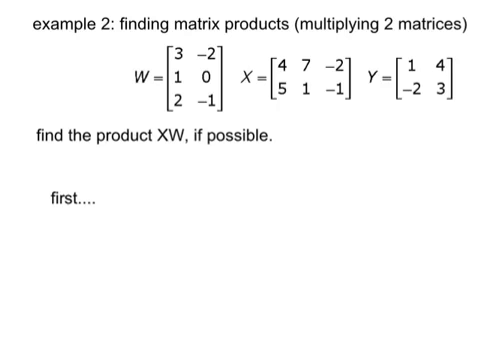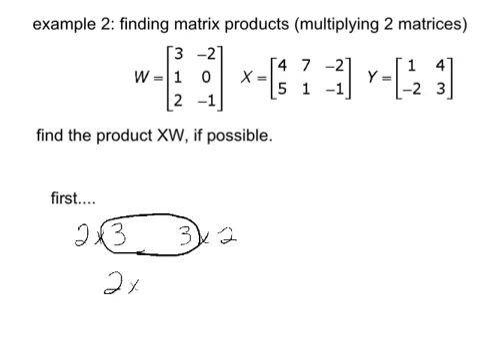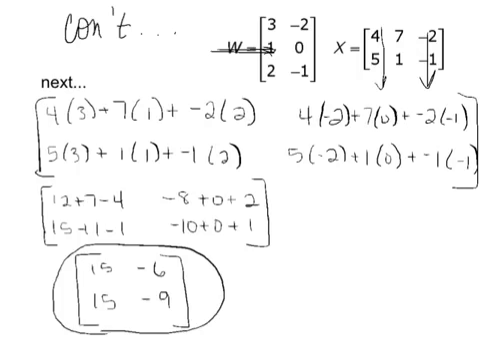Okay, let's try this again with XW. First, we need to check the dimensions. X is a 2 by 3, 2 rows, 3 columns. W is a 3 by 2. Those match, so our resulting matrix is going to be a 2 by 2. Okay, remember we're going for that 2 by 2. So we're going across and down, across and down, across and down.